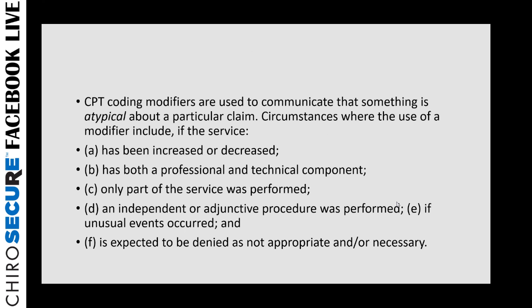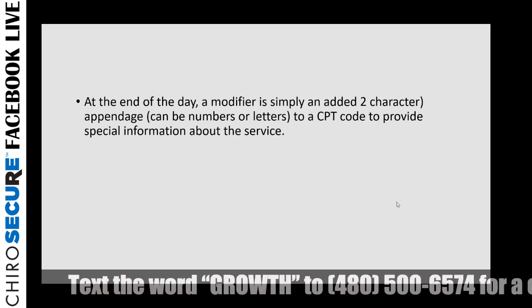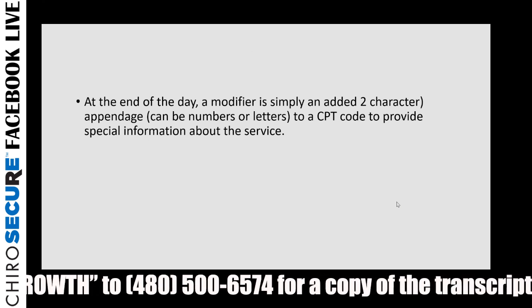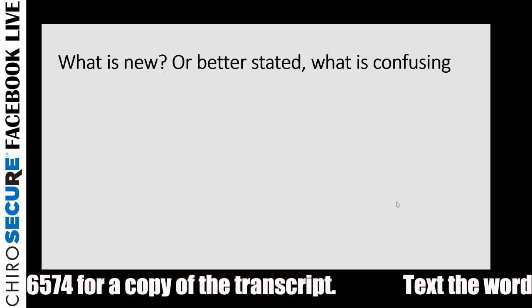A service has been increased or decreased, has professional and technical component, only part of the service was performed, something was independent, or it's expected to be denied. And these are the common ones we run into in chiropractic. However, at the end of the day, just keep it simple. A modifier is nothing more than a 2-digit code or number that allows us to tell something specific about the care. For the most part, it's going to be numbers, but recently we're running into many more that have letters. For instance, I'm sure you're familiar with modifier AT for Medicare.